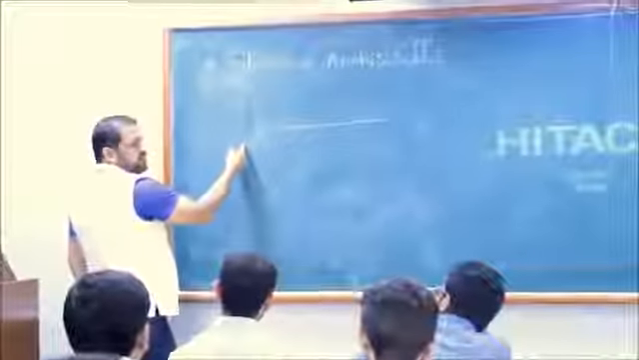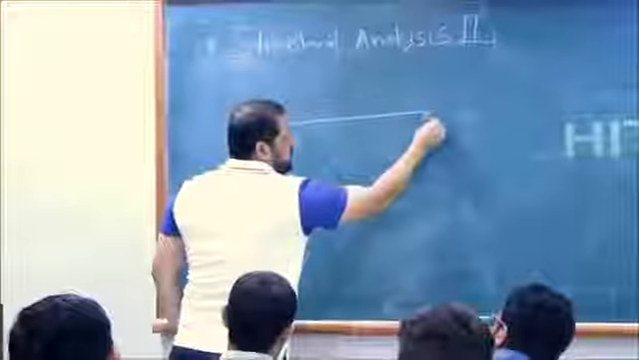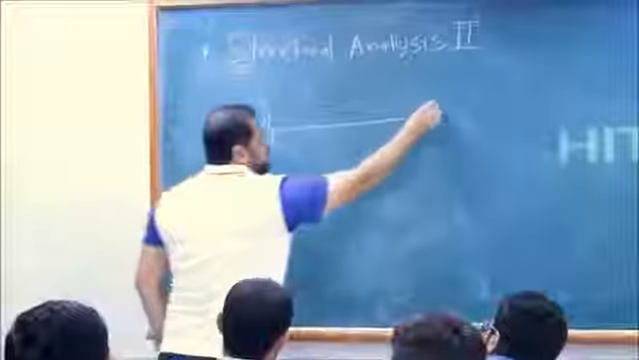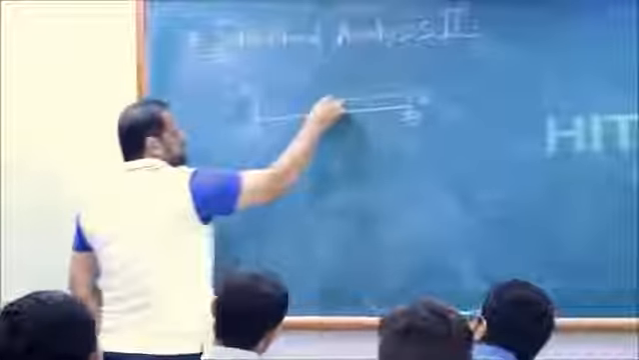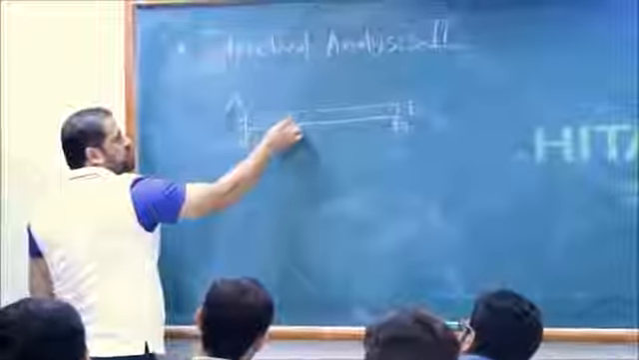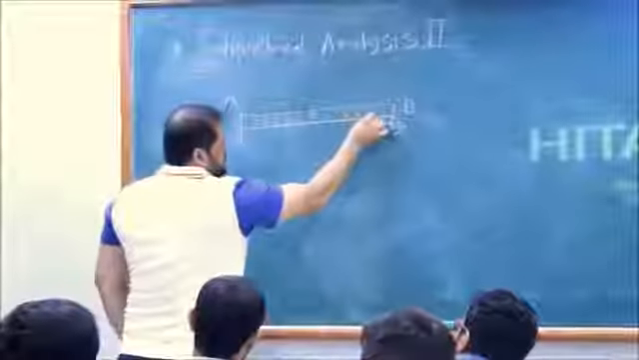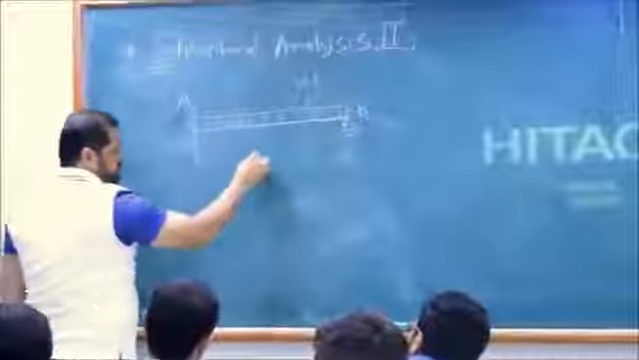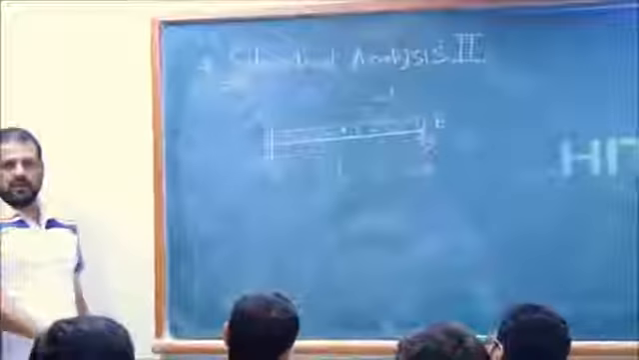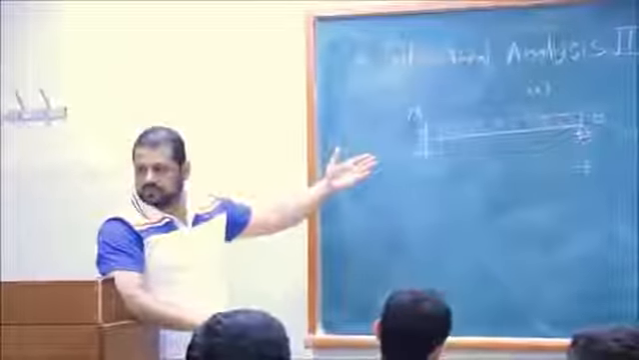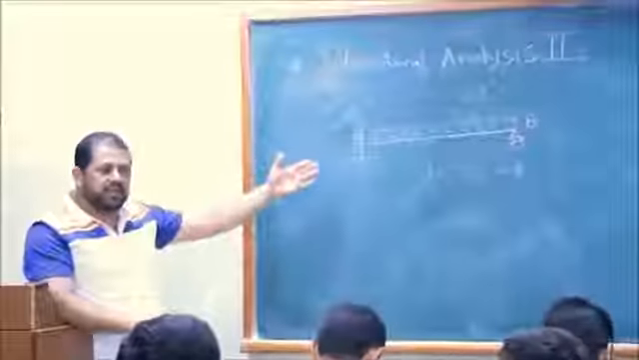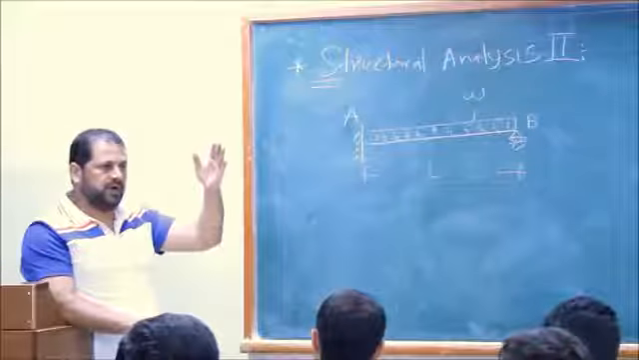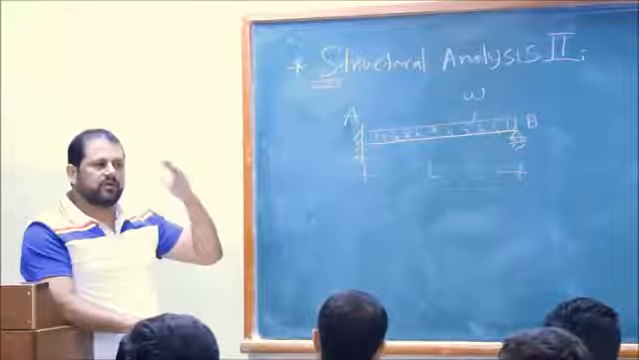You have fixed at one end and roller at the other end. We have a beam, A, B, and the beam is loaded with a uniformly distributed load, W, and let's assume the length is L. So this is an indeterminate structure, right? This is an indeterminate beam to the first degree, one more unknown than the available equilibrium equations.